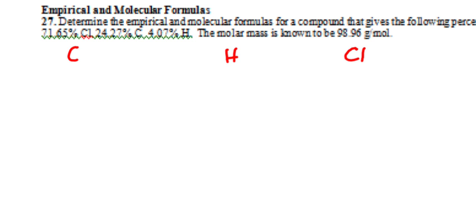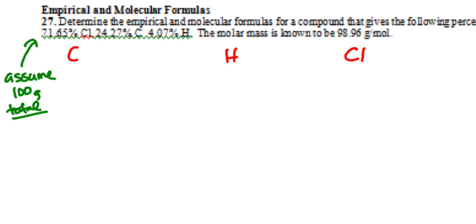Notice they give us percents. The first part of any problem is that you need grams of each element in order to do these problems. Since we don't have grams, we have percents, there's an assumption we have to make. Does anyone remember that assumption? We assume a total of how many grams of compound? 100 grams total. If we know we have 100 grams total of this compound, we now know how many grams we have of each of these.